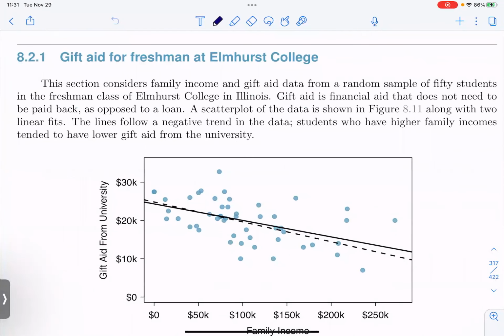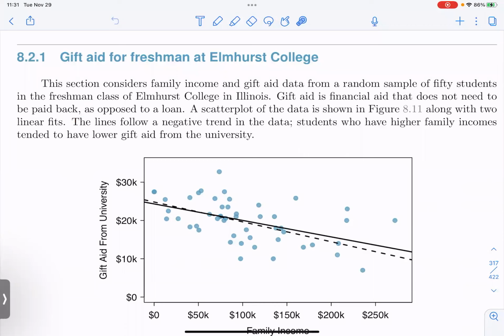All right, so the example that we're going to talk about is family income and gift aid data from a random sample of 50 students in the freshman class of Elmhurst College in Illinois. Gift aid is financial aid that does not need to be paid back, as opposed to a loan. And so we're looking at this scatter plot.